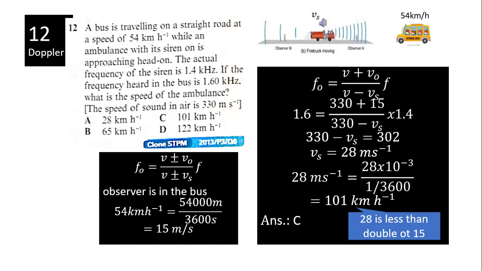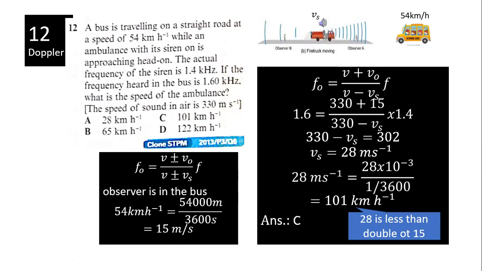So no point. Wait, I don't understand what you mean by double, not double. This one is 15. Okay. But this one is 28. All right. So it means that it cannot be 54. It must be double 54 lah.